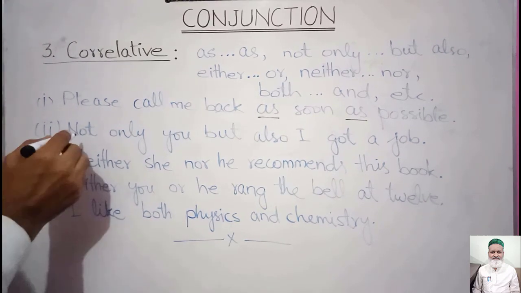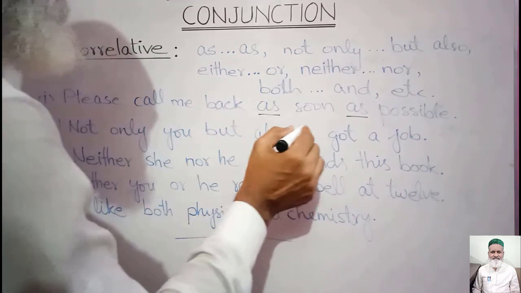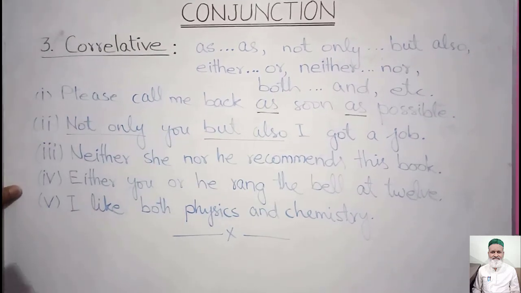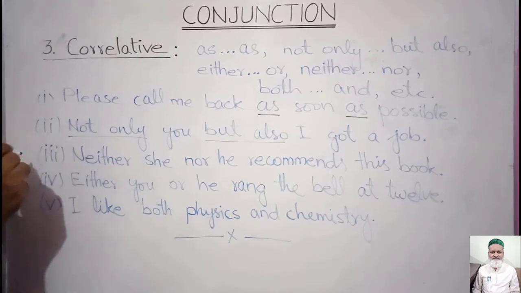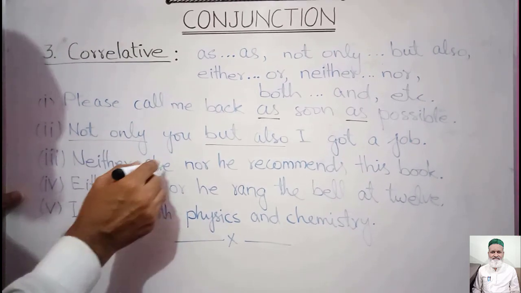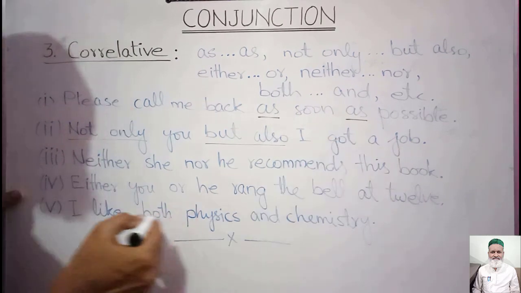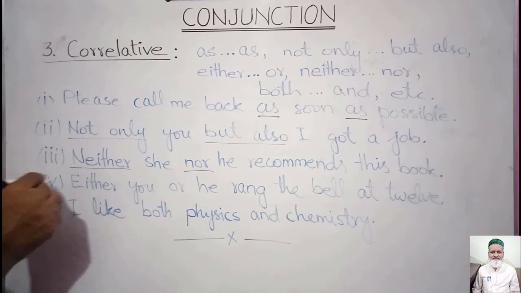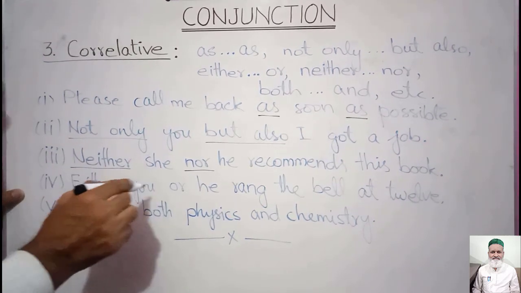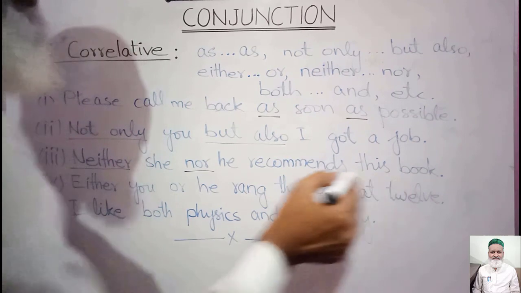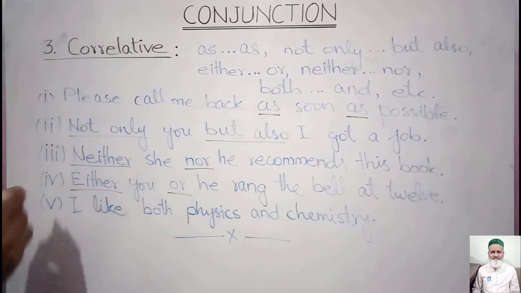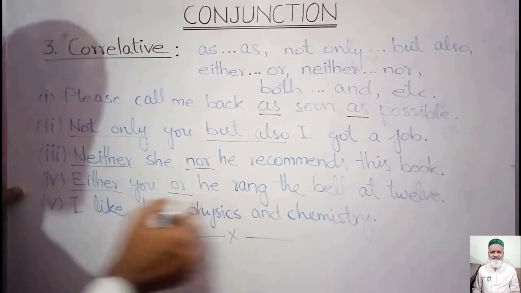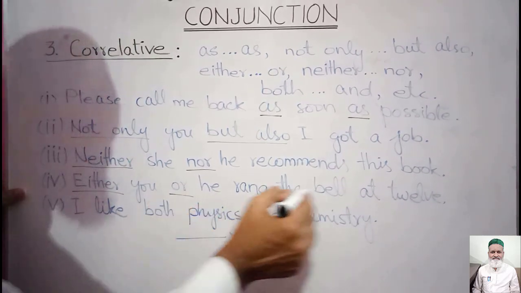In example 2, not only you, but also I got a job. Here, not only and but also always come in pairs. Example number 3, neither she nor he recommends this book. Neither and nor. In the same way, in example 4, either you or he rang the bell at 12. Either or. In example 5, I like both physics and chemistry.